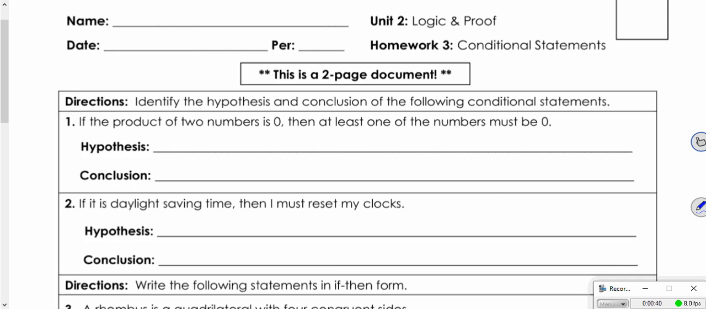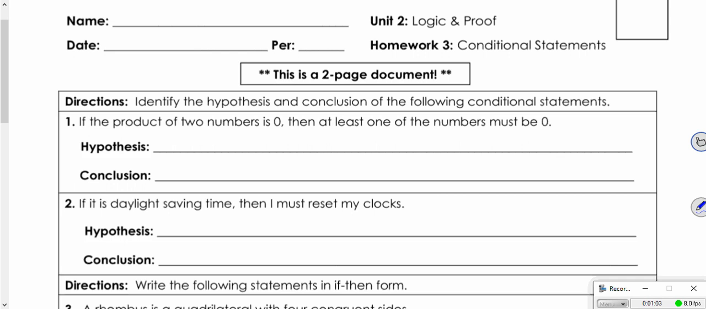So again, 2.3, we're talking conditional statements. Directions say identify the hypothesis and conclusion of the following conditional statements. Some of you guys on your Delta Math homework were still using the words if and then. Those are not in the hypothesis and conclusion. It's just the statement part.